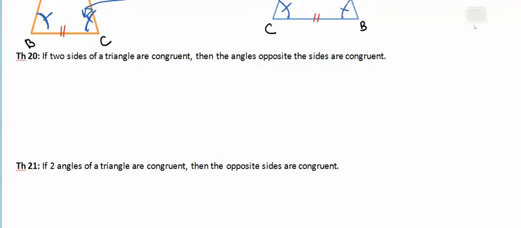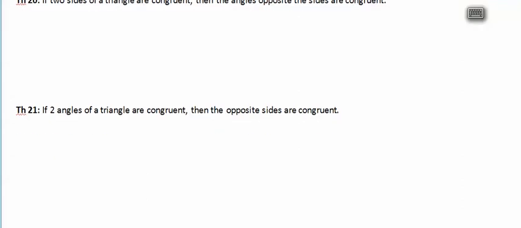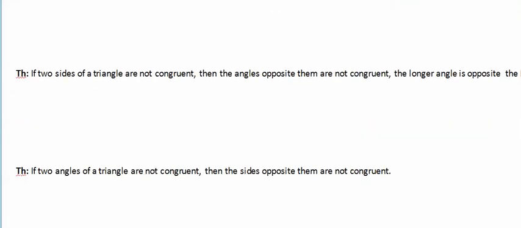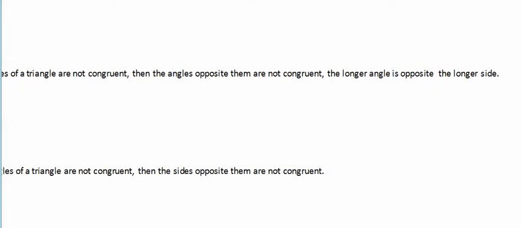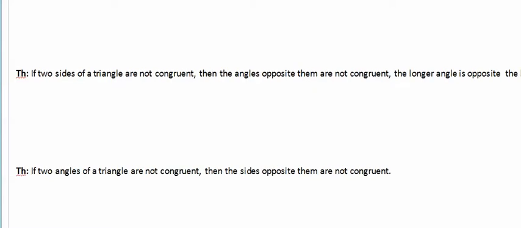The negation or inverse of these are also true. If two sides of a triangle are not congruent, then the angles opposite them are not congruent. The longer side is going to be opposite the longer angle. And if two angles of a triangle are not congruent, then the sides opposite them are not congruent.